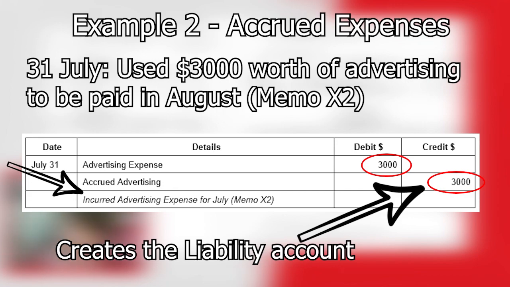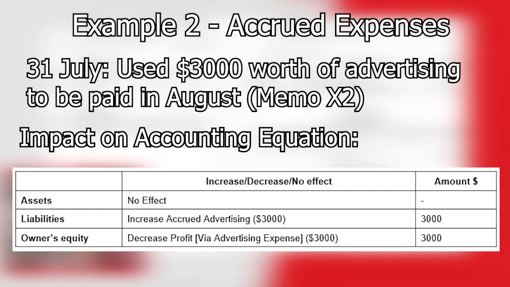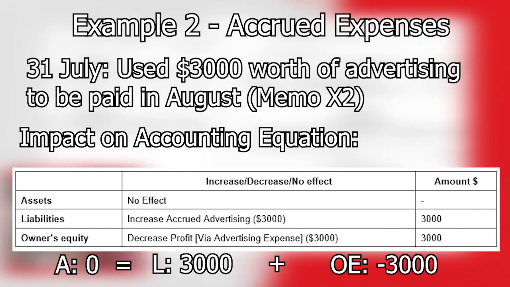So the impact on the accounting equation, there is no change on assets. We increase the accrued advertising by 3,000, that liability. We then decrease profit as advertising expense by 3,000. So essentially it becomes 0 in the assets equals 3,000 minus 3,000, because liability has gone up 3,000, owner's equity also down 3,000, balances out to 0.